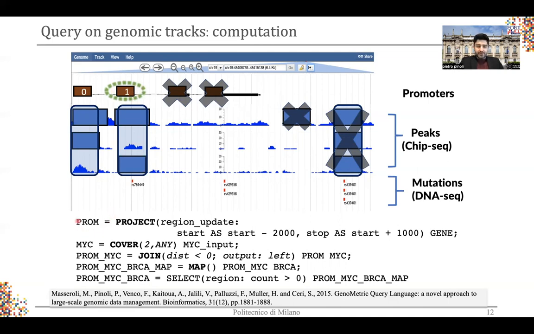We can run this query using GMQL, which is the language we define, the genomic query language. This is a query in GMQL, and the query is automatically run on all the genomes, so on thousands of regions.